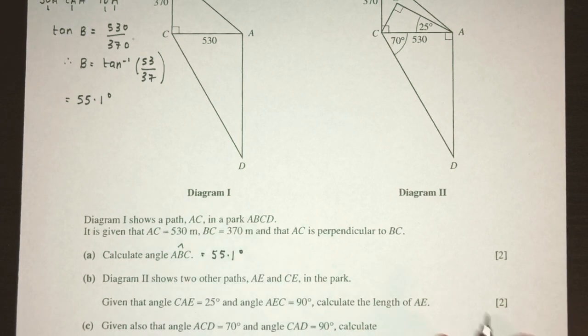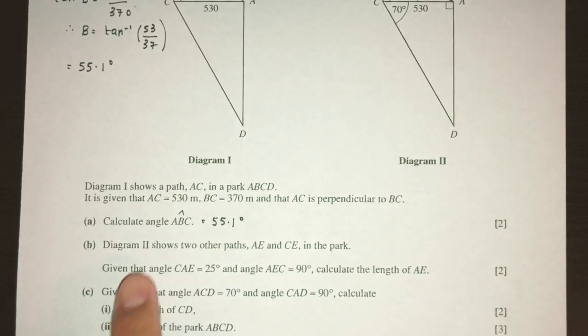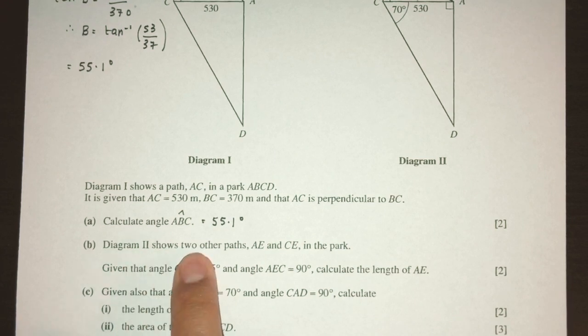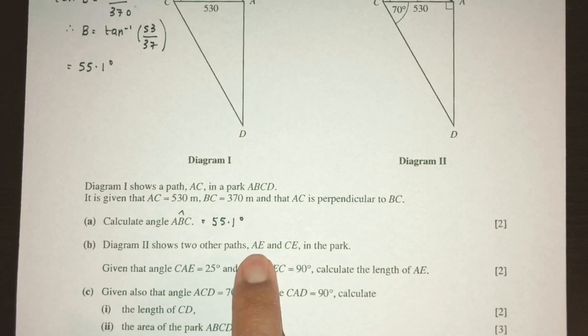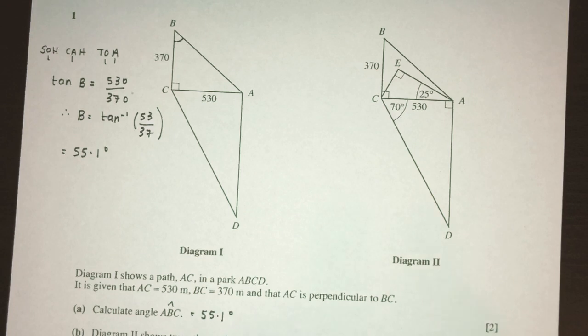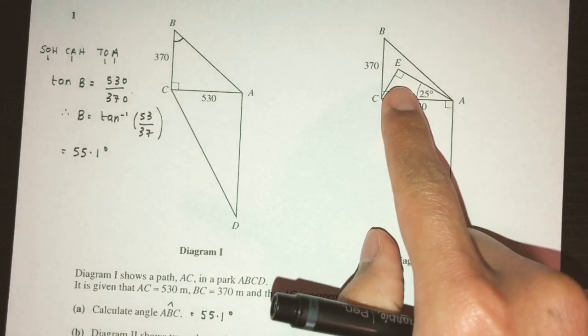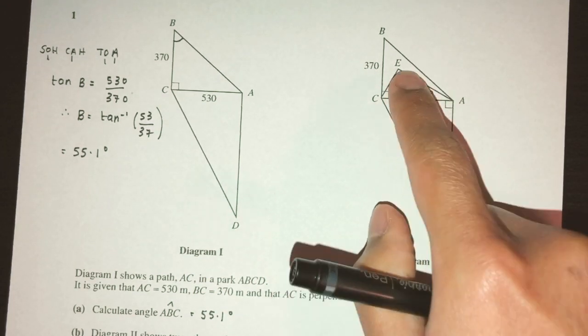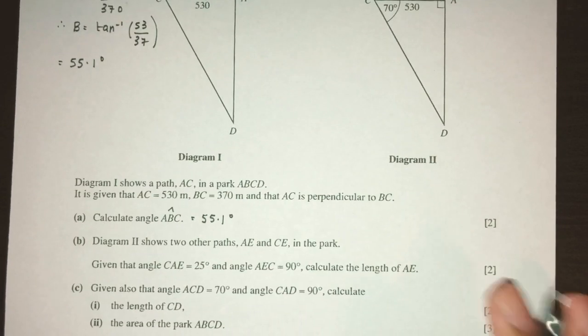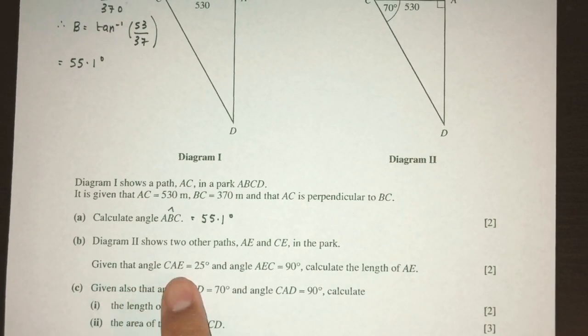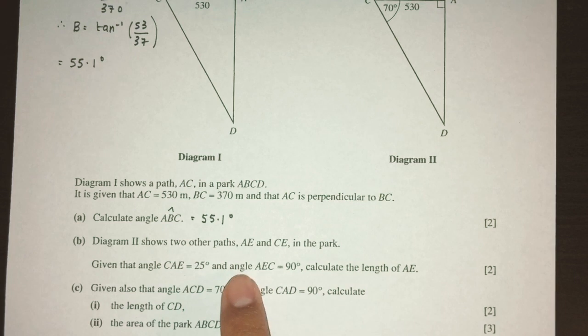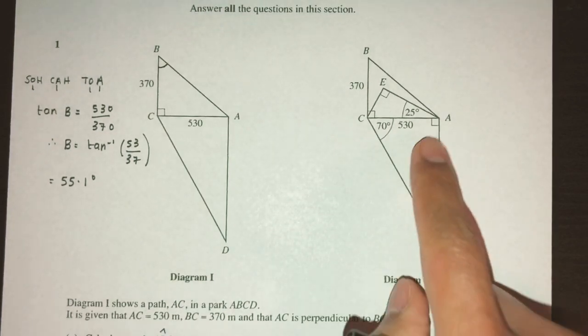55.1 degrees is your answer for part 1. Now for part B, we have a second diagram which shows two other paths, AE and CE. As you can see in diagram number 2, we have two paths, AE and CE. Given that the angle CAE is 25 and AEC is 90, we have to find the length of AE.